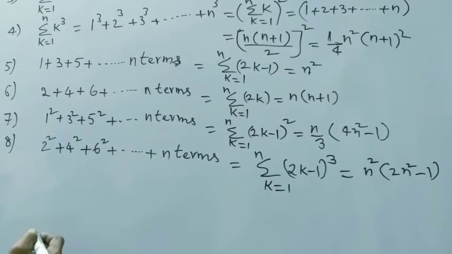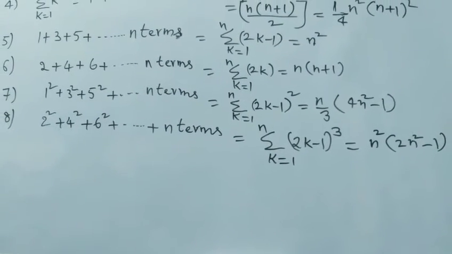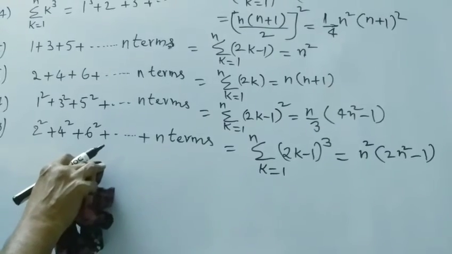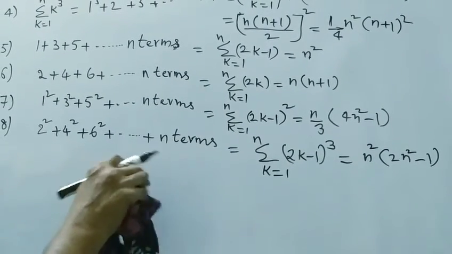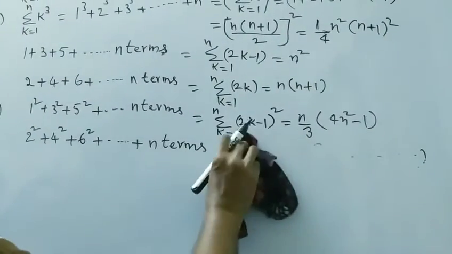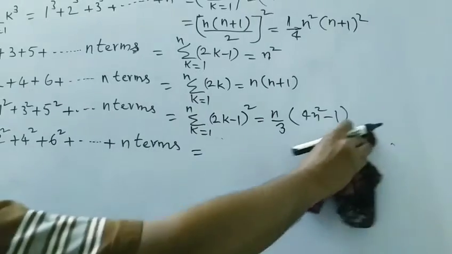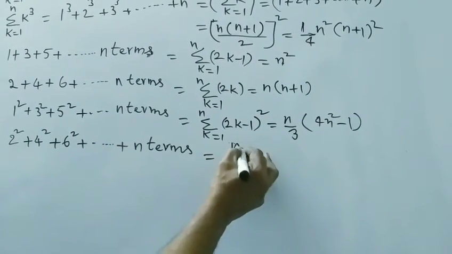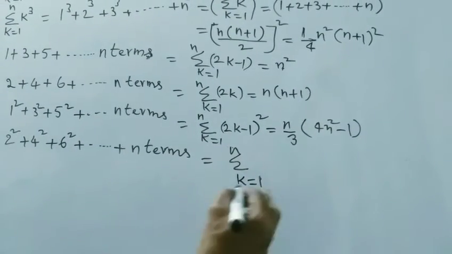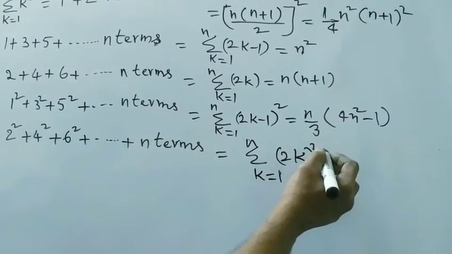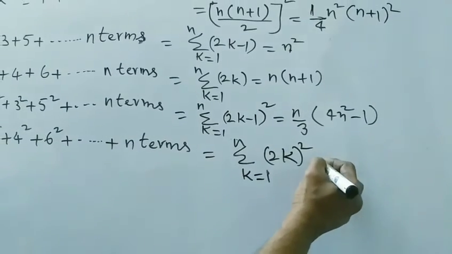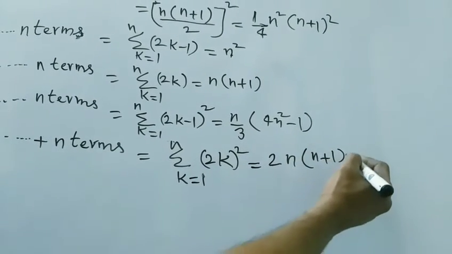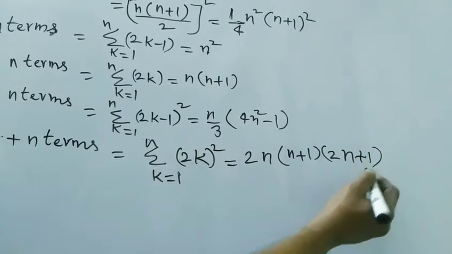And one more, the ninth one. So here, 2 square plus 4 square plus 6 square plus and so on up to n terms is equal to summation of k is equal to 1 to n, (2k) whole square, is equal to 2n of n plus 1 into 2n plus 1 by 3.